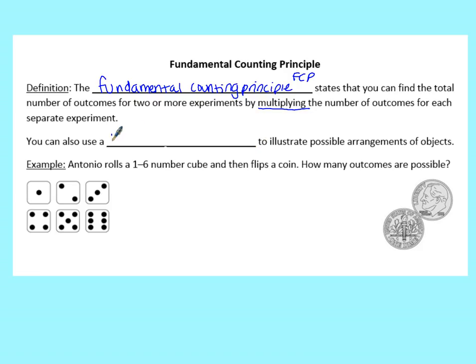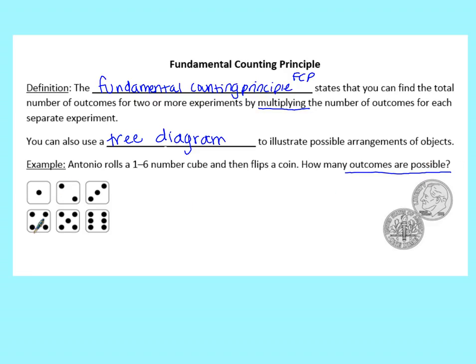You can also use a tree diagram to illustrate possible arrangements of objects, which is going to give you the same outcome, they're just a little bit more time consuming. So in this first example, it says Antonio rolls a 1 to 6 number cube and then flips a coin. How many outcomes are possible? This doesn't say anything about probability, so we're not going to be thinking in terms of fractions here. That's the one thing we need to separate. When we talk about FCP, it's just going to say how many outcomes are possible.